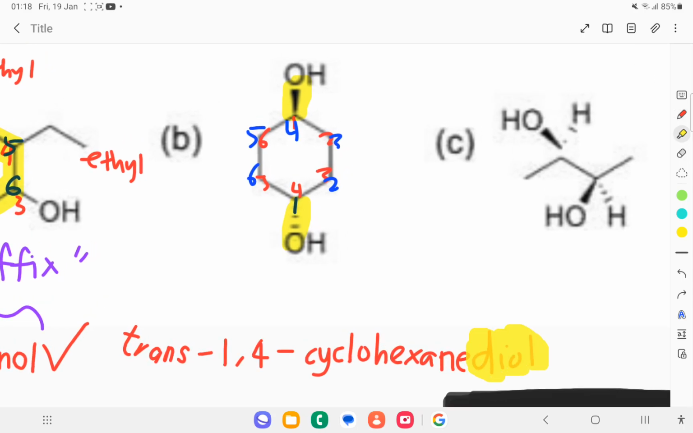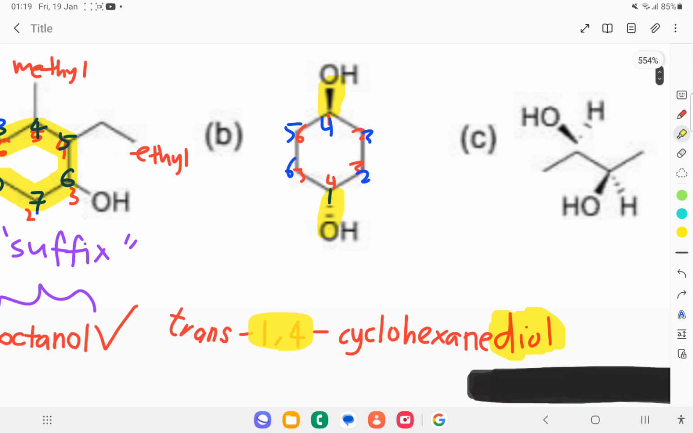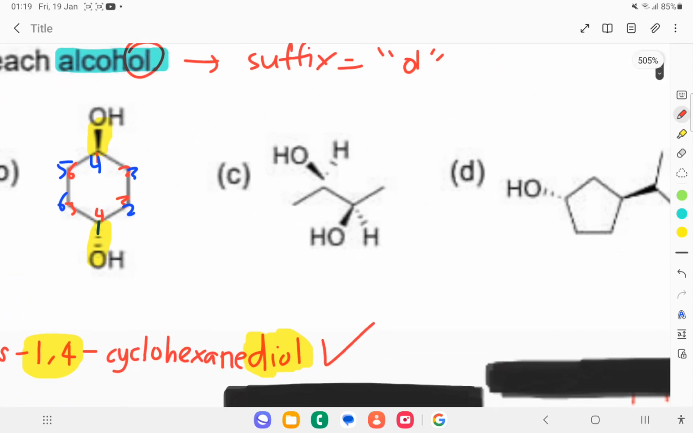A species containing 2 OH groups, hydroxy groups, is known as a diol. Cyclo, because it is a cyclo compound, cycloalcohol. Hexane because it contains 6 carbons in this cyclo compound. And then 1,4 defines the positions of the 2 OH groups. And then we will look at question number C.